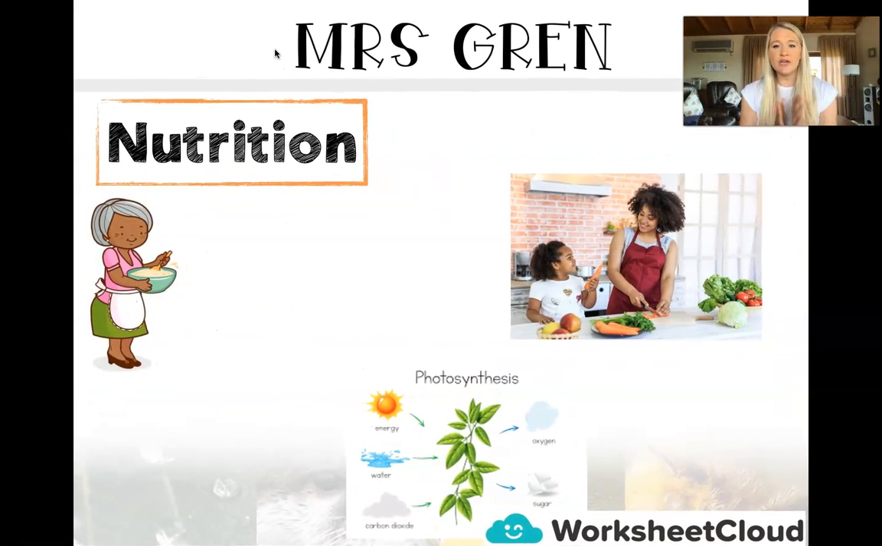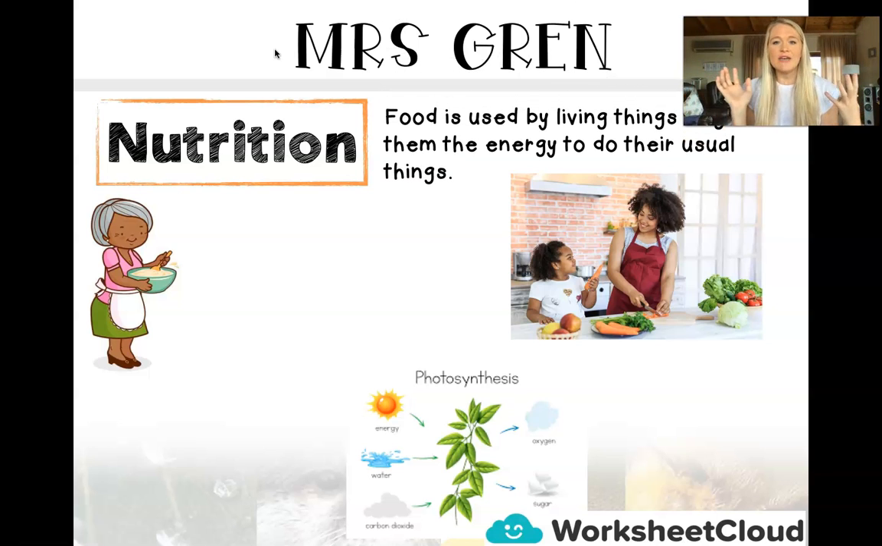Moving on, the very last letter of Mrs. Gren is N for nutrition. So in order for a living organism to be classified as living, it has to be able to take in food of some kind. So food is used by living things to give them the energy to do the usual things. Remember, we cannot function without food, because food is there to give us energy, and we need energy to be able to grow, to move, to excrete, to respire, all of those things. So nutrition is quite an important one.